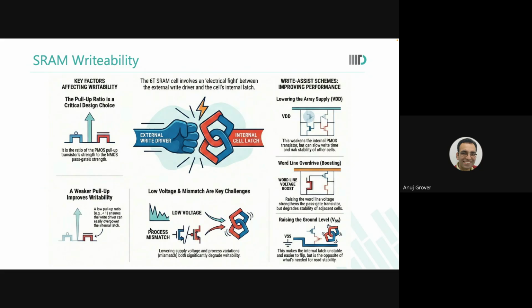Now, look at the pass gate. The word line is at 1.2 volts. Bitline is at minus 200 millivolts. What is the VGS? 1.4. The safe limit of VGS is 1.3. At 1.4, the gate reliability issue comes in.